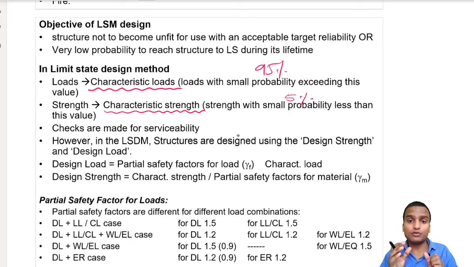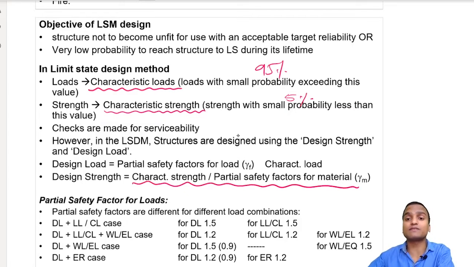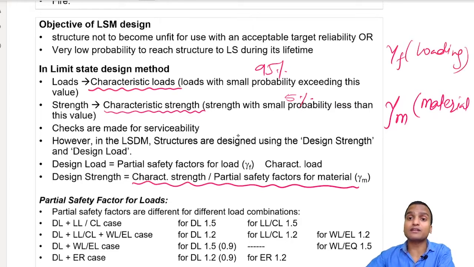And then what we do is apply a partial safety factor on loads as well as on the building material strength. In the strength, we divide the characteristic strength by the partial safety factor. Now see, we represent the partial safety factor by gamma m for the material and gamma f for the loading.